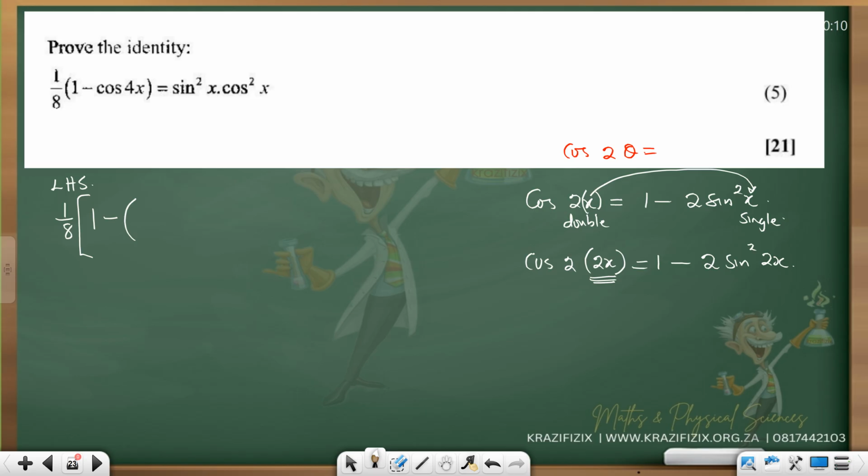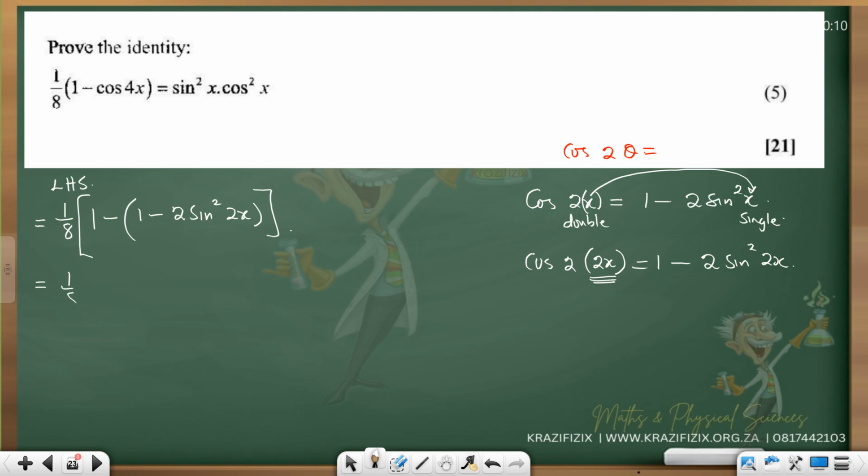That's very, very important. Quickly, guys, I want to give you just 10 minutes more so that you can also rest. Are we okay there? Please let me know. I don't want to finish, then we come back. We want to take it at a flow. Lovely. So I am changing that now to 1 minus 2 sine squared 2x.